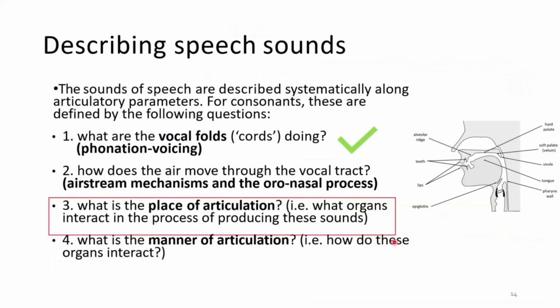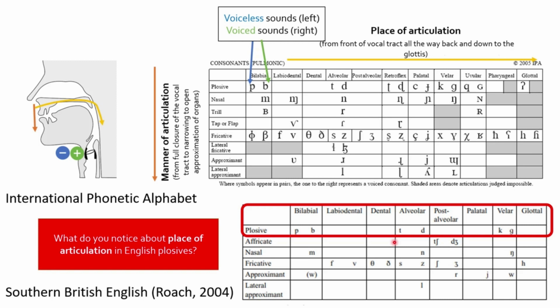So let's talk a little bit about the place of articulation for plosives then. That's quite a simple thing to answer for English, yeah? What do we notice about the place of articulation for English plosives? They seem to be quite symmetrical, quite neat, somewhere at the beginning of the mouth and at the back of the mouth, and somewhere around the front area of the mouth for the alveolar sounds, right?